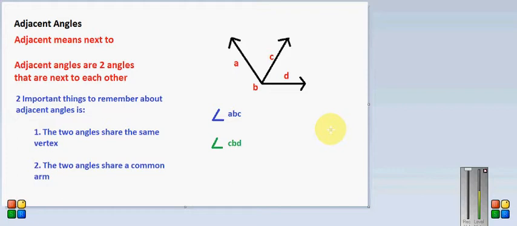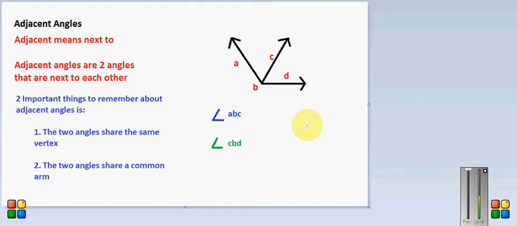The first one is that the two angles must share the same vertex. Okay, and the second thing that we really need to know is that the two angles must share a common arm. Okay, so given those two things, let's move over to our diagram that we have here, and let's identify the angles first and then see if they share the vertex and the same common arm.